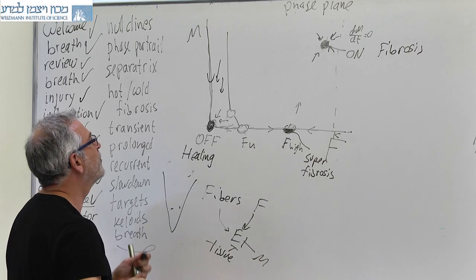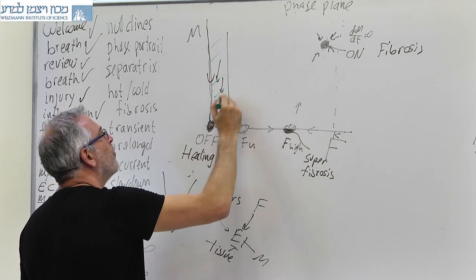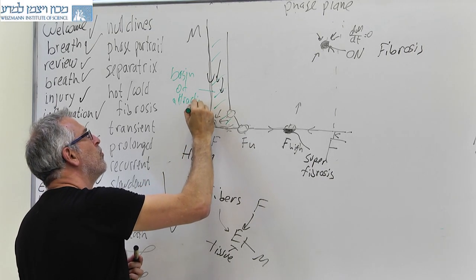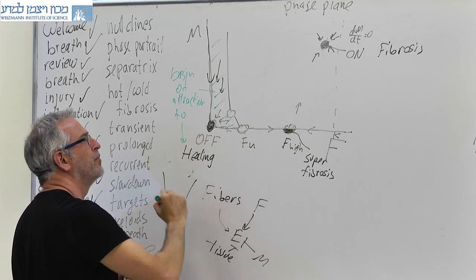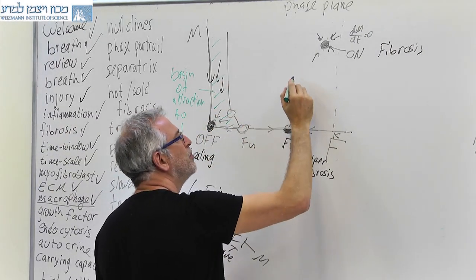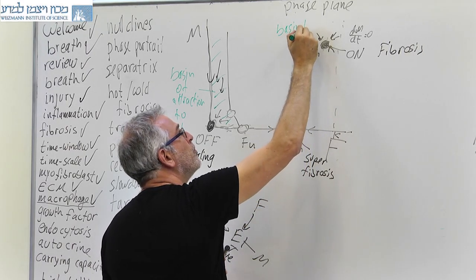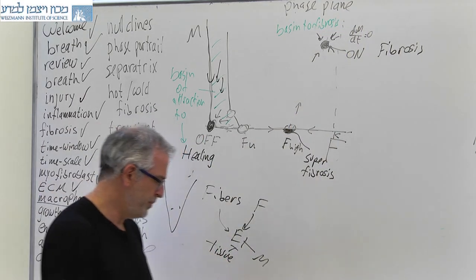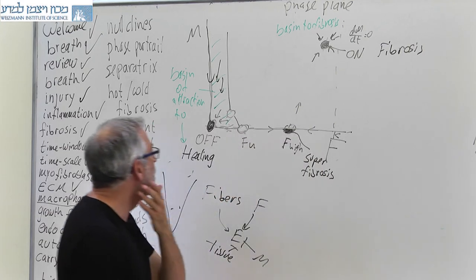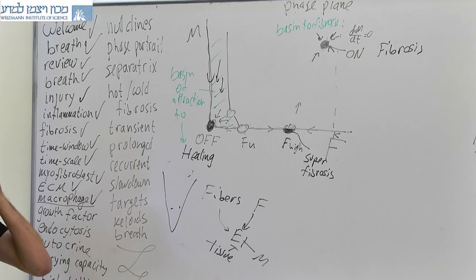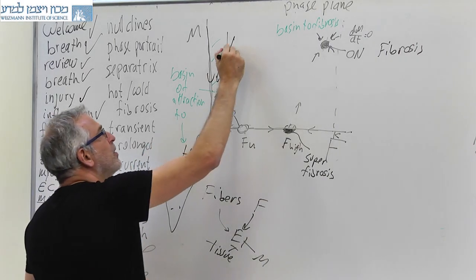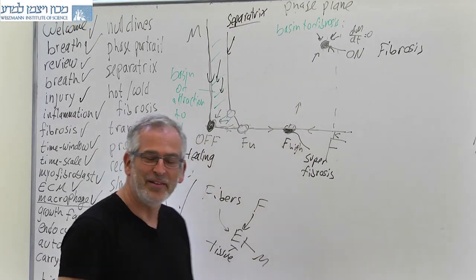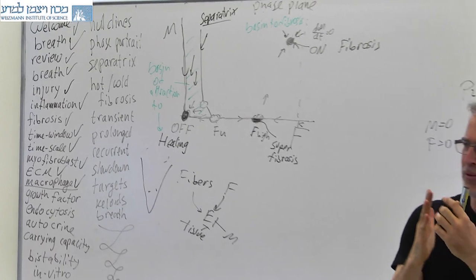This whole region here is the basin of attraction to healing. And this whole region here is the basin of attraction to fibrosis. This line here is called the separatrix. Separatrix in Latin. It's a Latin lecture. It's the boundary between the two basins of attraction.